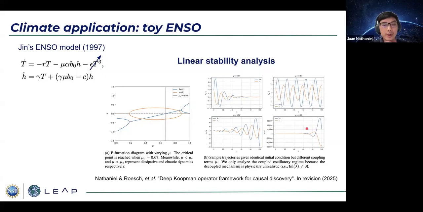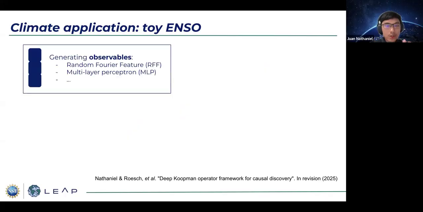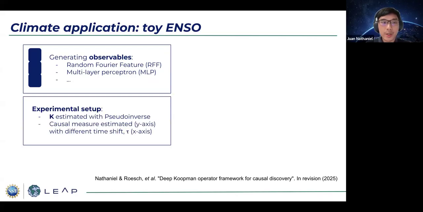So this is linear stability analysis, and what we want to do is see whether our causal measure is able to detect this regime change, which is extremely important for tipping point detection. So this is our experimental setup. We generate the observables. If you remember, it's the transformation from X to Y, where the systems appear linear. We can do a few things. A lot of literature uses RFF, so it's prescribed. There's no learning here. We can also use an autoencoder, like an MLP encoder and MLP decoder, and we just extract the latent space, which is our transformation.